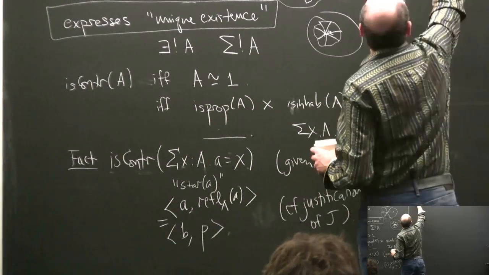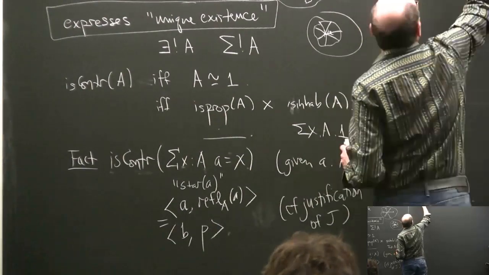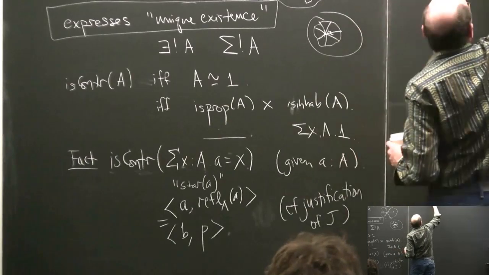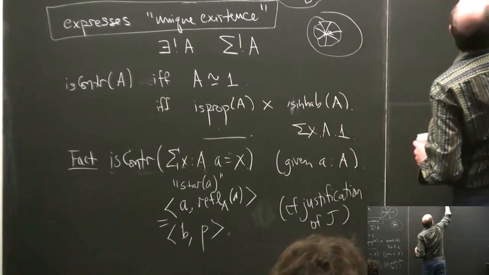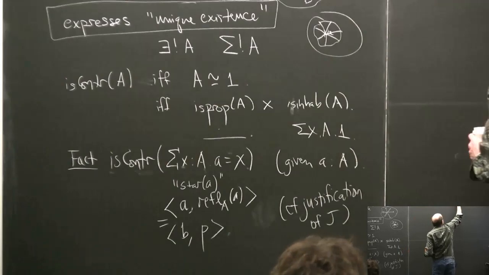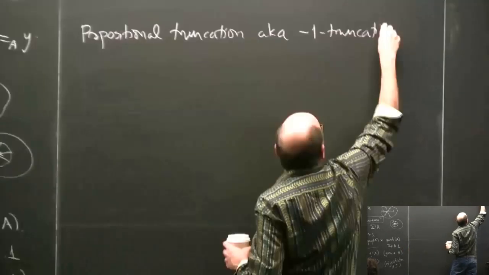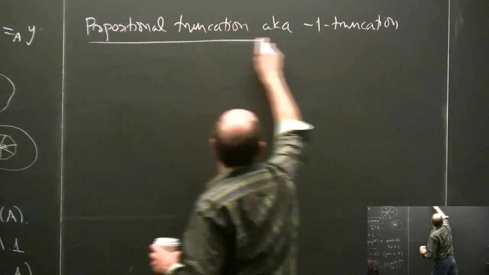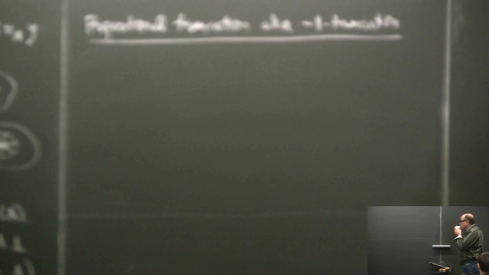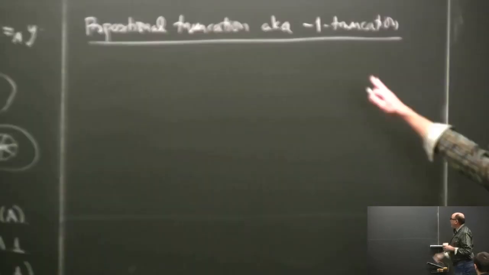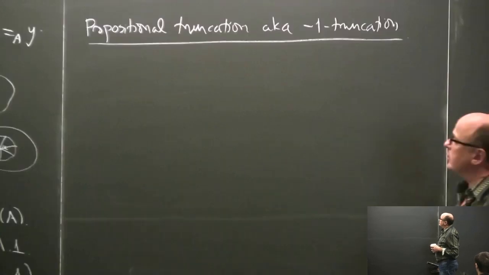So this will be what is called the special case of the propositional truncation, which is also known as the -1 truncation, because once you have that numbering, then the way it works out is propositional in the technical sense of the word propositional. Propositional corresponds to the homotopy level -1, so it's also called the -1 truncation.